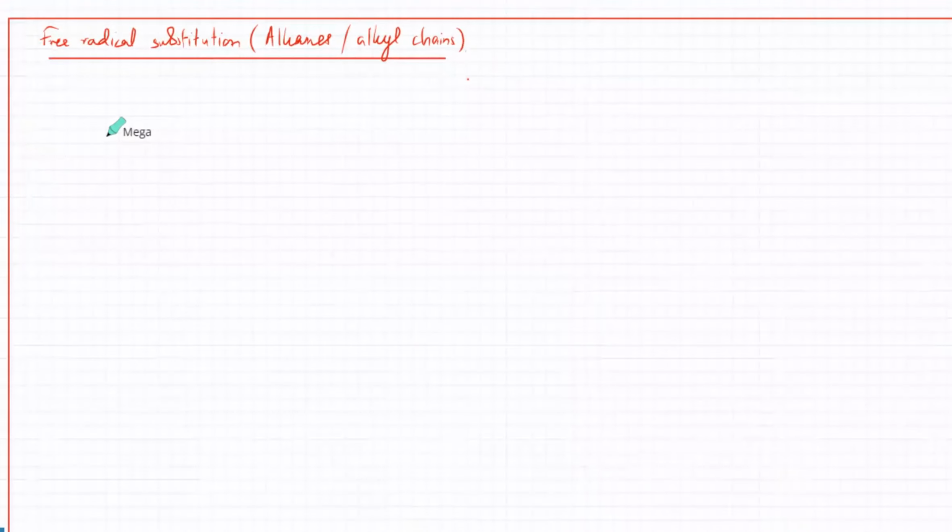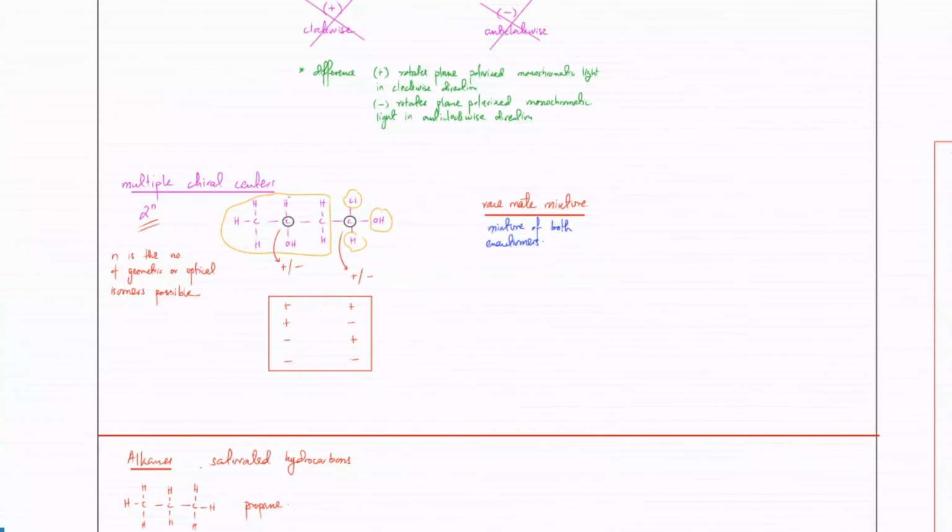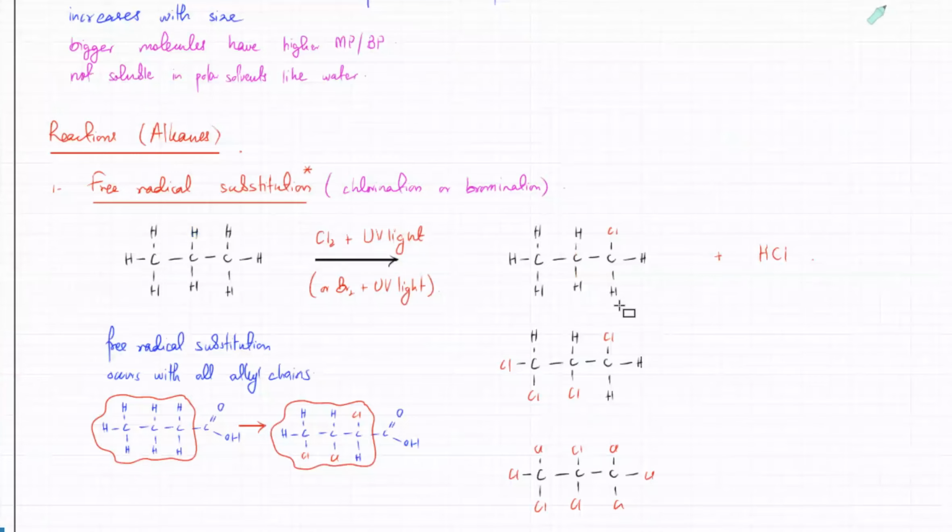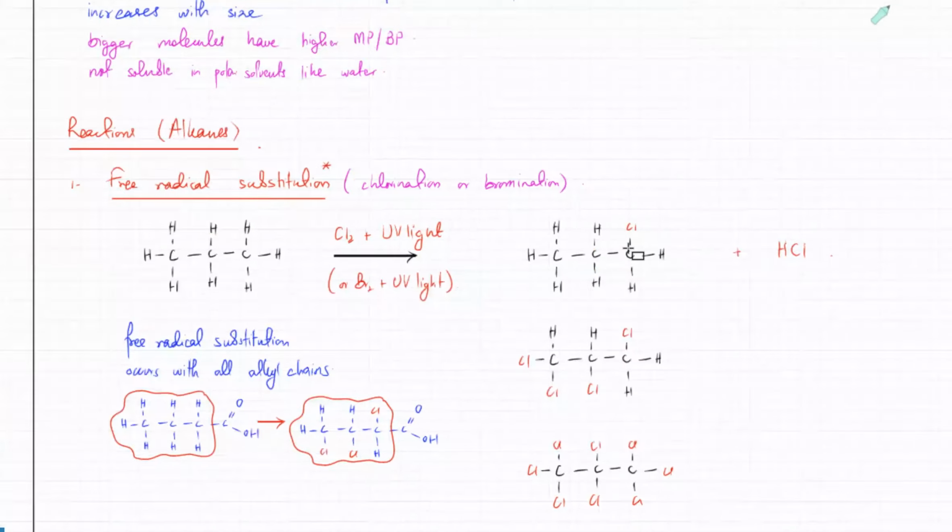And remember, I told you that it not only happens with alkanes, it happens with all alkyl chains as well. Wherever you see a carbon chain, free radical substitution is going to happen with it. So it's going to happen with any carbon chain. Now, the reaction which we have over here is kind of simple. It's simply one of the H's getting substituted by Cl. That's pretty much it. But the mechanism is kind of really complicated.